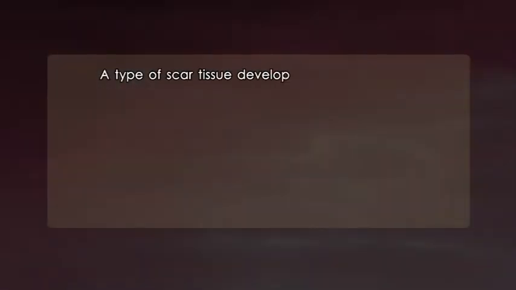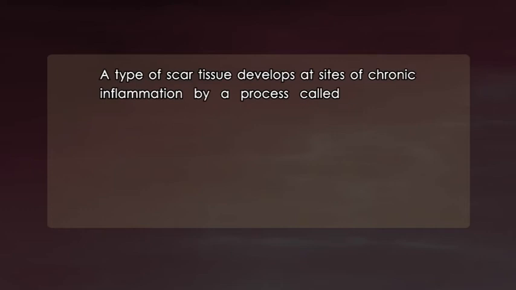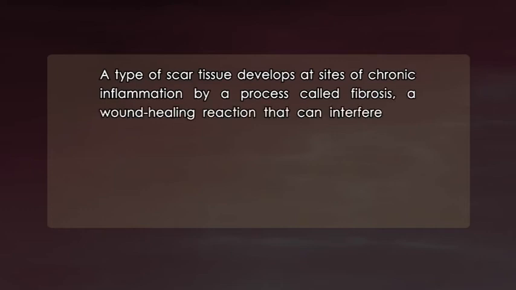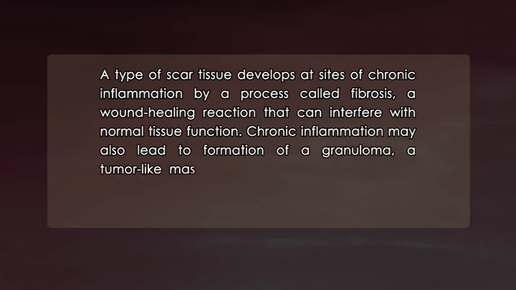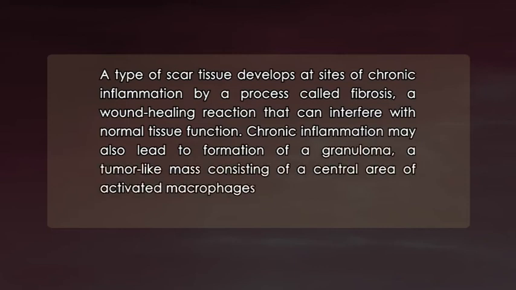A type of scar tissue develops at sites of chronic inflammation by a process called fibrosis, a wound healing reaction that can interfere with normal tissue function. Chronic inflammation may also lead to formation of a granuloma, a tumor-like mass consisting of a central area of activated macrophages surrounded by activated lymphocytes.